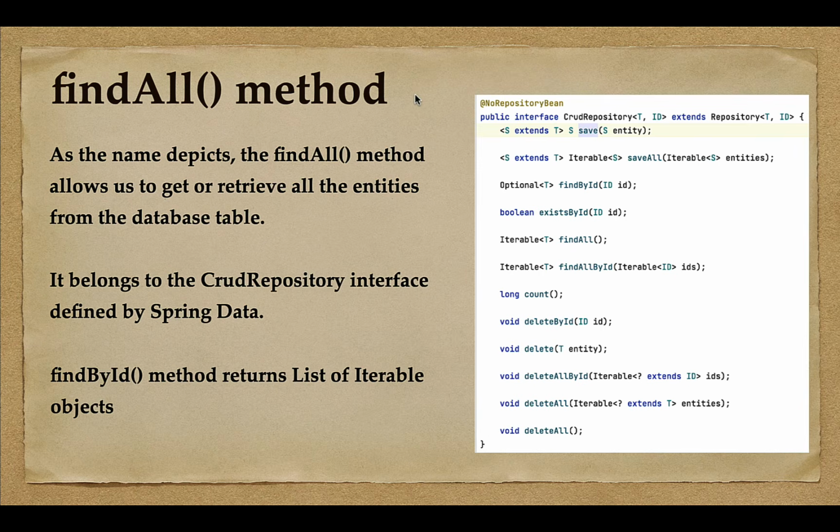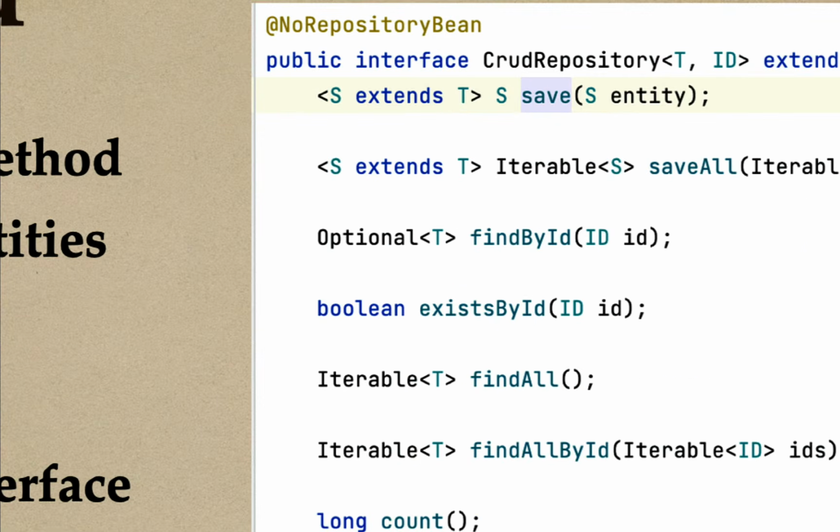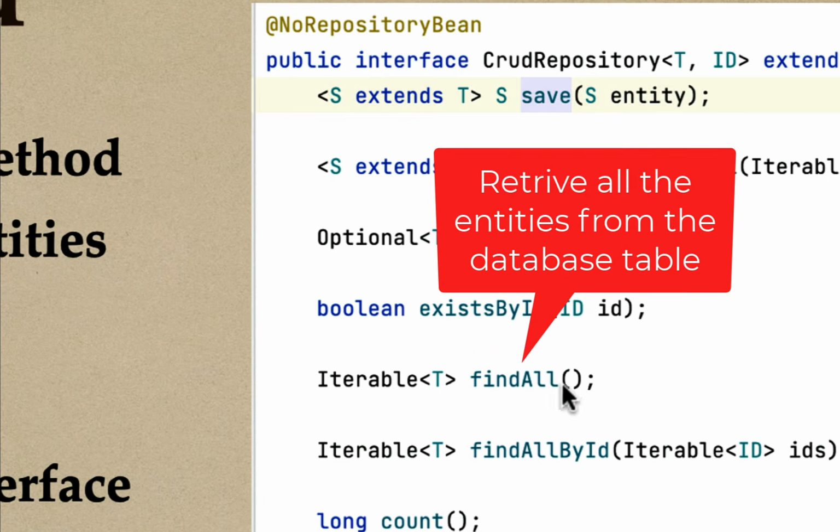Hi, welcome back. In this lecture, we'll see how to retrieve all the entities from the database table using the findAll method. Basically, the findAll method belongs to the CrudRepository interface, and it returns a list of iterable objects. So whenever you have a requirement to retrieve or get all the entities from the database table, then you can go ahead and use the findAll method.